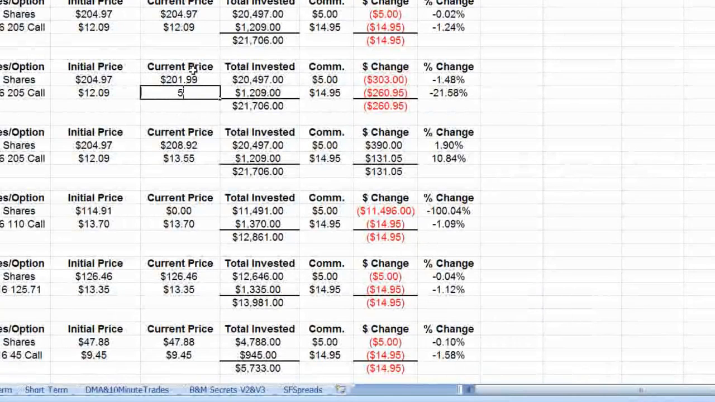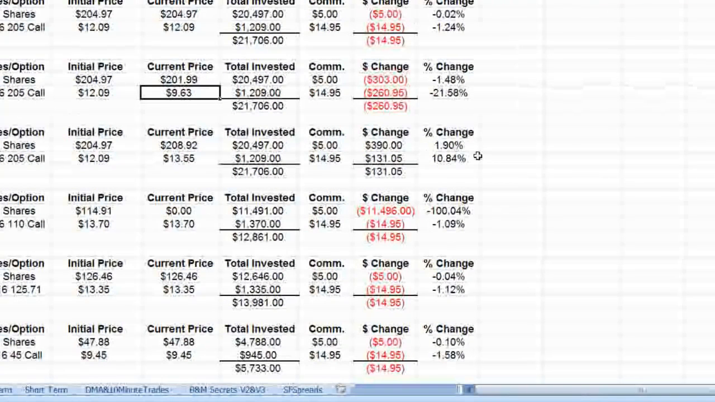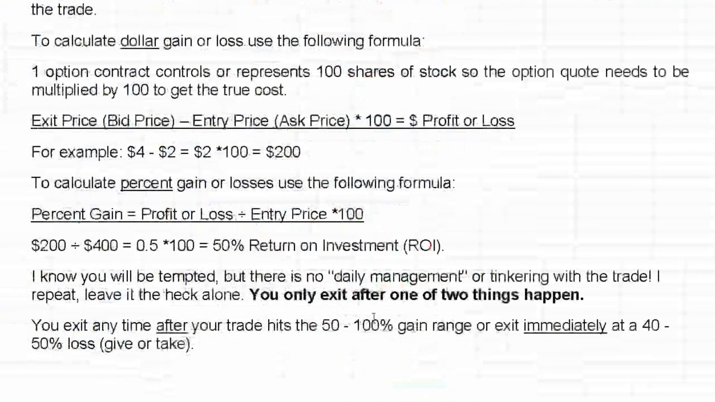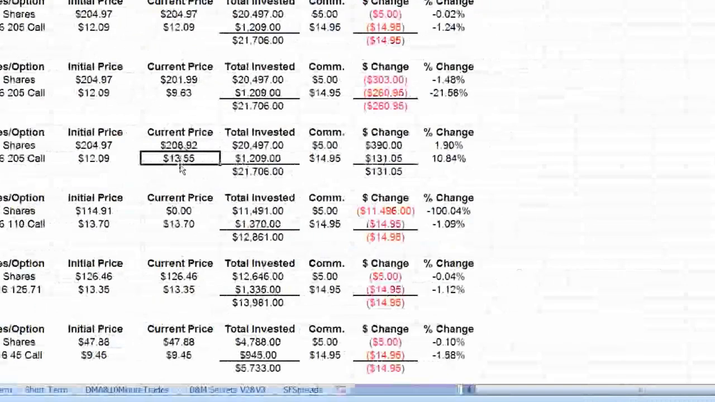So let's say the option went to $5. That's 59%. That's way past my 50% range. I would exit. Hopefully you catch it before it hits 59%. Maybe you catch it when it's at $7 and you exit. But that's what I mean. When it hits around 40 to 50%, you would exit. Now, on the profit side, anytime after 50% but before 100%. So that range.